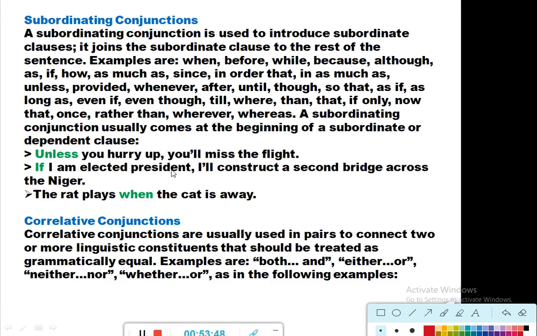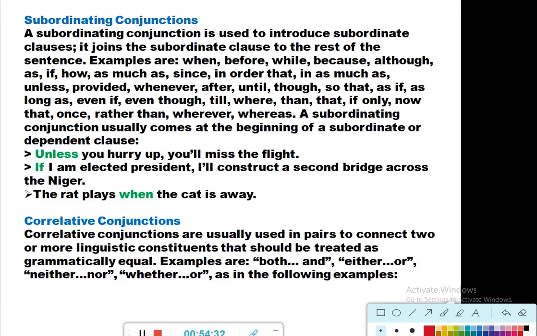The next, if I am elected president, I will construct a second bridge across the Niger. Again, we can reverse it. I will construct a second bridge across the Niger if I am elected president. The next example, the rat plays when the cat is away. When the cat is away is the subordinate clause, and the main clause is the rat plays. We can also reverse the sentence and begin with the subordinate clause, so it becomes when the cat is away, the rat plays.